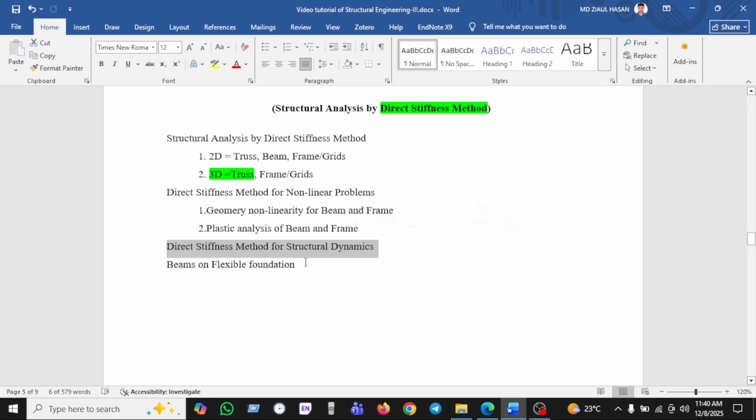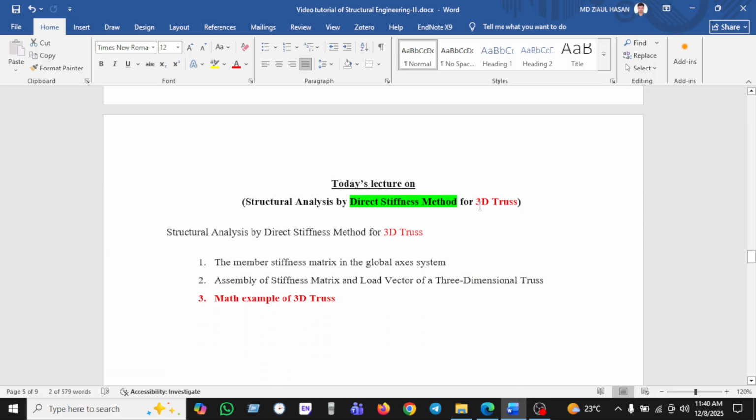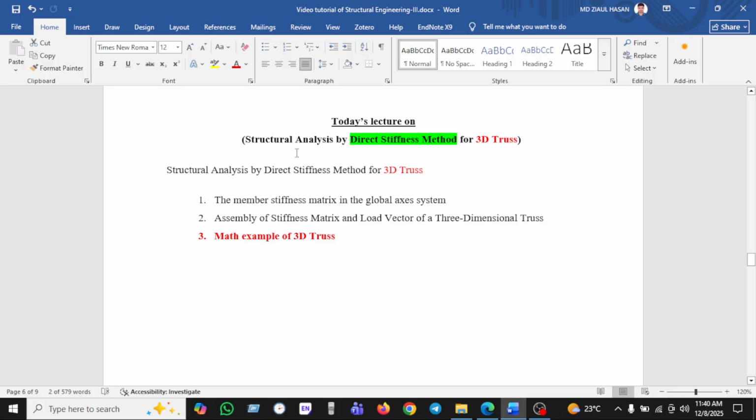structural dynamic analysis. As we are going to explain the direct stiffness method, we are taking only one part, which is 3D truss. That's why our title is structural analysis by direct stiffness method only for 3D truss. At first I want to show some theory, the member stiffness matrix in global axis system, then we will see the assembly of the stiffness matrix and load vector of three-dimensional trusses, and last we will see a math example.